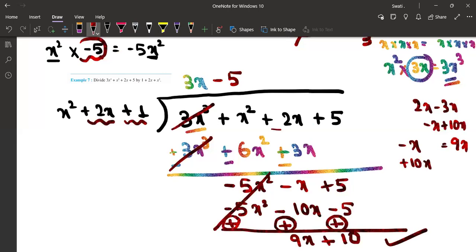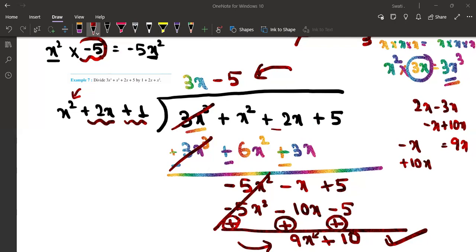You can stop here. Why are you stopping here? Because now you can't multiply this. You are having a higher degree here and lower degree here. So that is why you can stop here and that will be your answer. So the quotient is this and the remainder is this. Clear, Manya? Yes, I hope this part is clear. Okay. Now let's go to the next question.